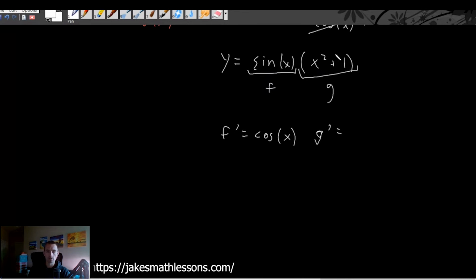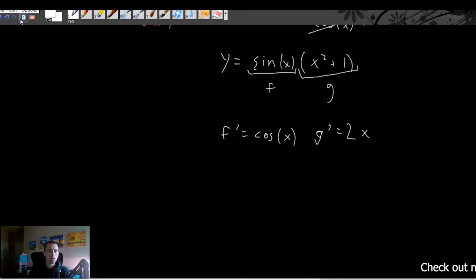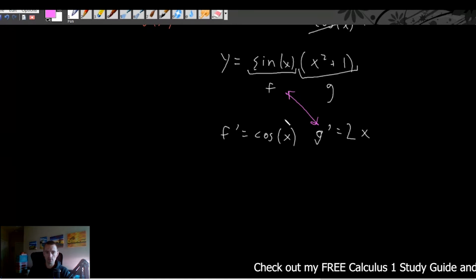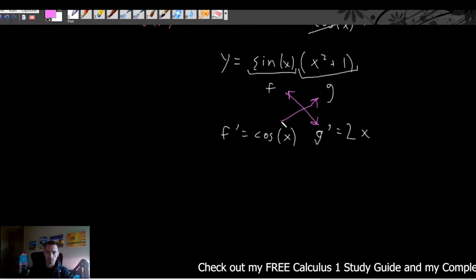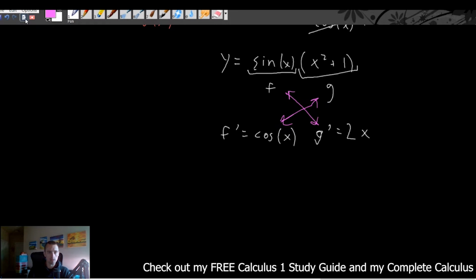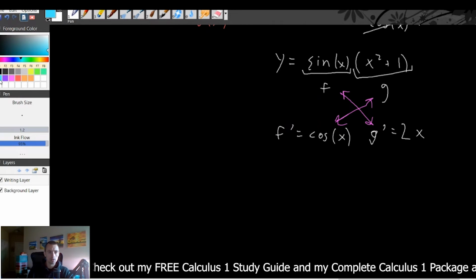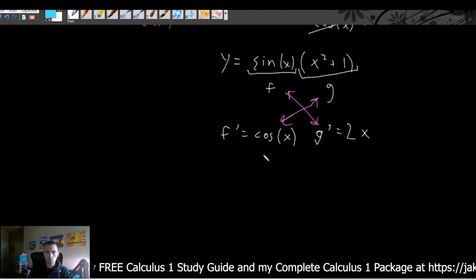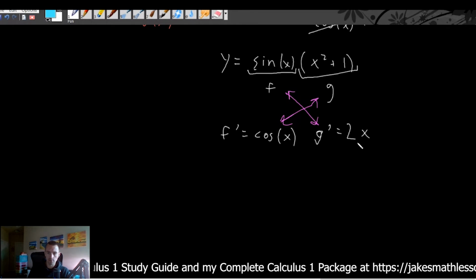The derivative of x squared plus 1 is just power rule. Bring our 2 down in front. Lower the power by 1. 2 minus 1 is just 1, so that's just 2x. And then the derivative of a constant is 0, so that would just be 2x plus 0. That's just 2x. Okay, so now the product rule, again, is just going to tell us that we multiply across. So we do the original of one times the derivative of the other, the derivative of one times the original of the other, and then add them together. So doing that, we're going to get sine of x times 2x.